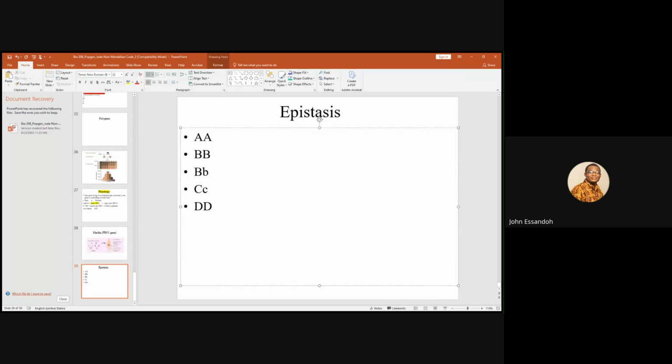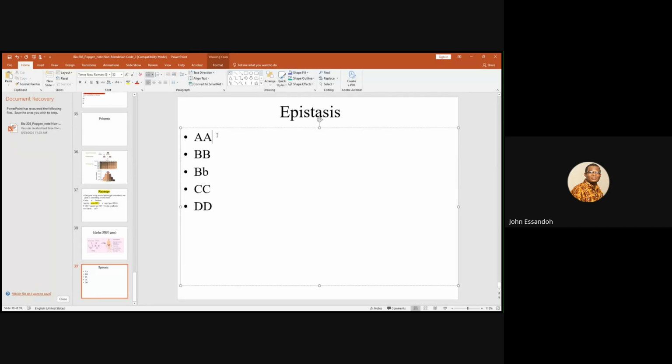Okay, now why am I saying that? So let's take it this way. According to Mendel's law, the law of independent assortment, what Mendel said was that what is happening here doesn't have any effect on what is happening here. Okay, what is happening here?